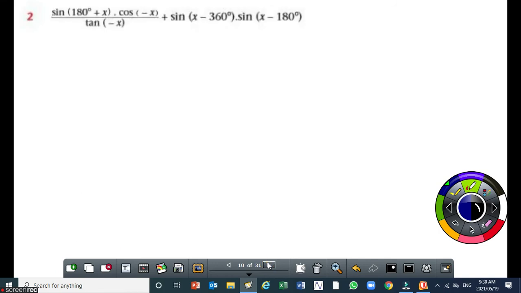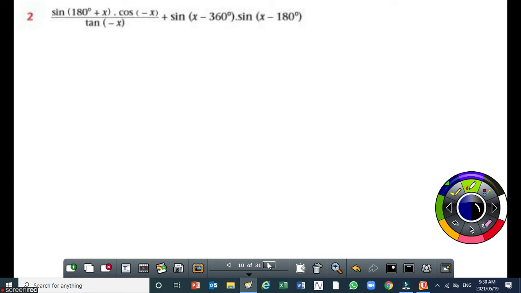Okay, that's the next one there. Then I'm going to give you your own class exercise. We are still carrying on with the use of the reduction formula, but this one is slightly more complex because we have that x minus 360 and that x minus 180.